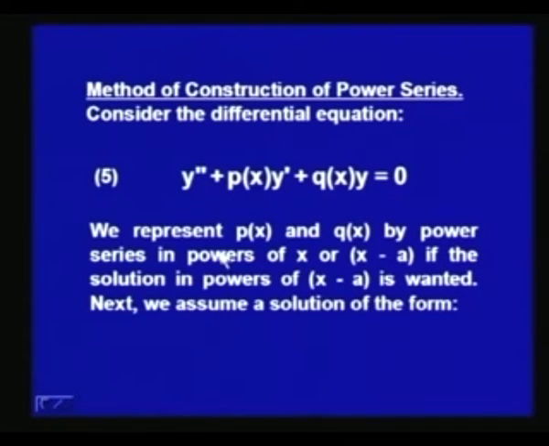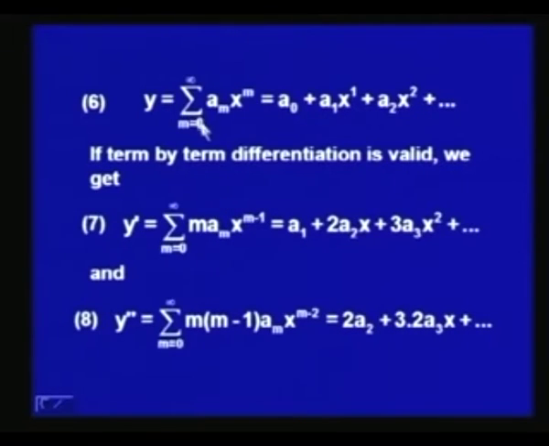Now, let us assume a solution of this differential equation of the form y equal to sigma m equal to 0 to infinity a_m x^m, that is a_0 + a_1 x + a_2 x^2 and so on. If we assume that this series can be differentiated term by term, then we get y' equal to sigma m equal to 0 to infinity m a_m x^(m-1), that is a_1 + 2 a_2 x + 3 a_3 x^2 and so on, and the second derivative y'' is equal to sigma m equal to 0 to infinity m(m-1) a_m x^(m-2), which is 2 a_2 + 3 into 2 a_3 x and so on.